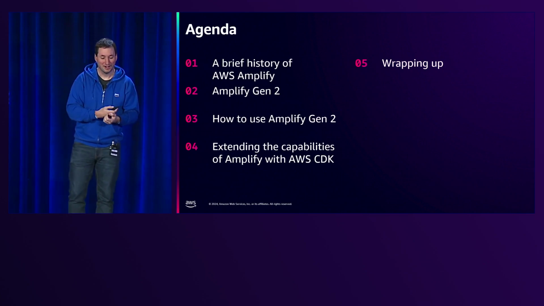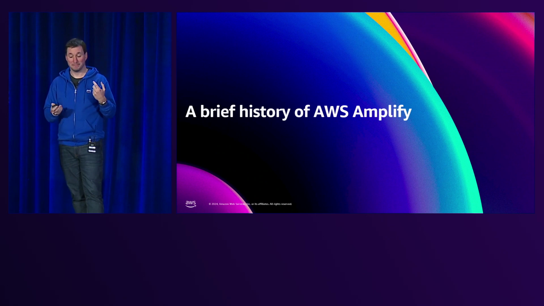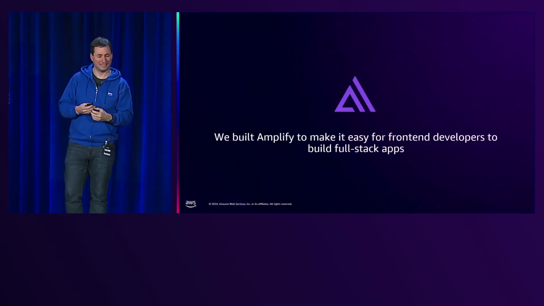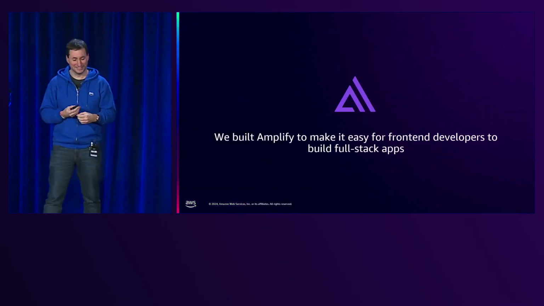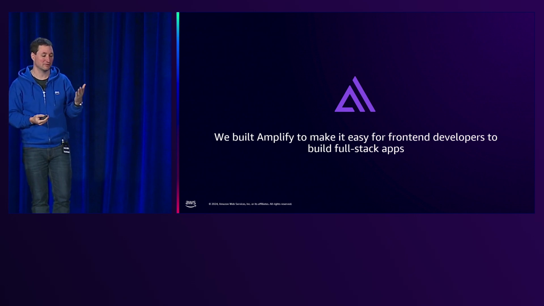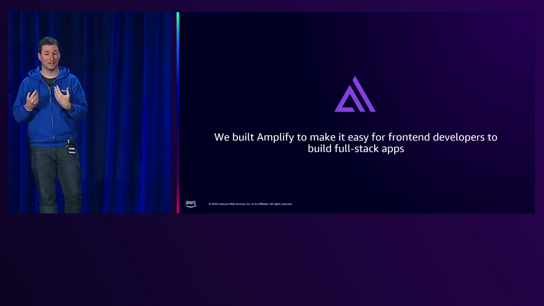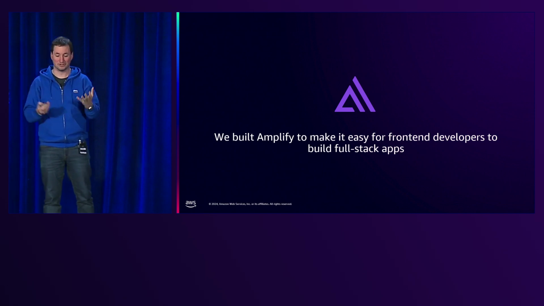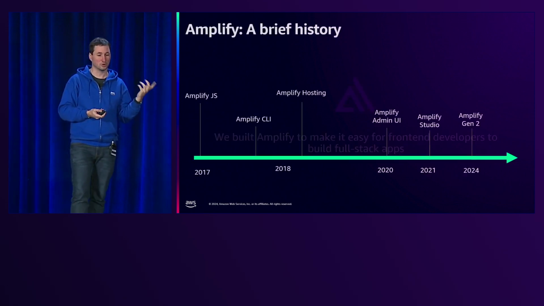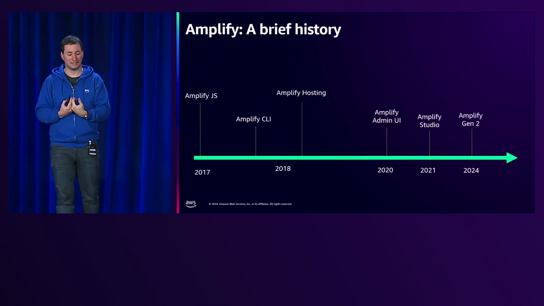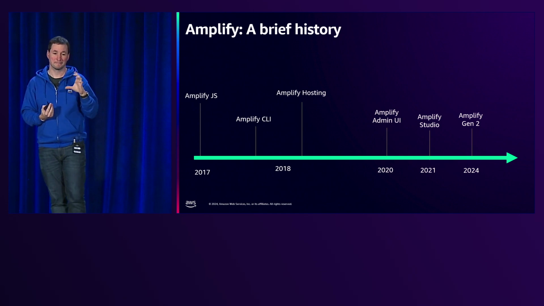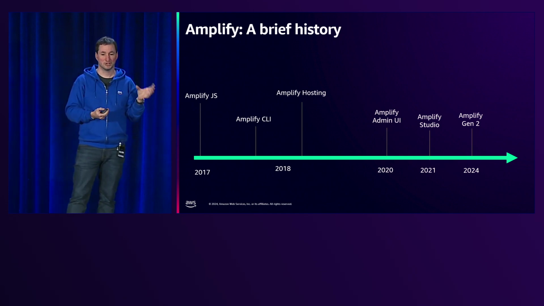All right, so brief history of Amplify. Amplify has been a project that has quite a few years now. But the original idea was to make it easy for front-end and mobile developers to build full-stack applications, like a back-end as a service thing. And it all started in 2017 when we released Amplify JS, which was like a JavaScript library to help you integrate with some of the AWS services.